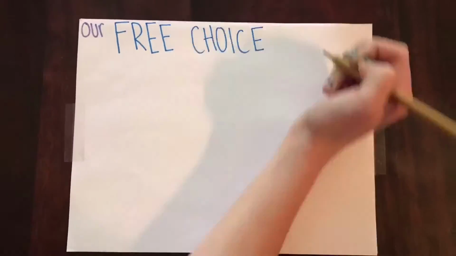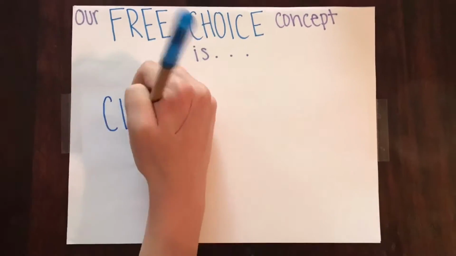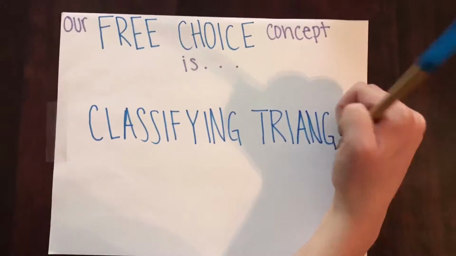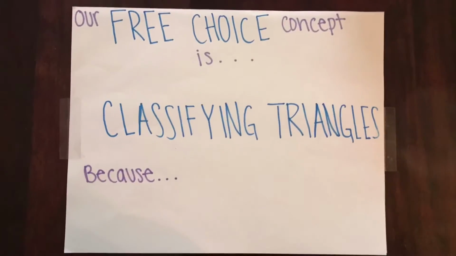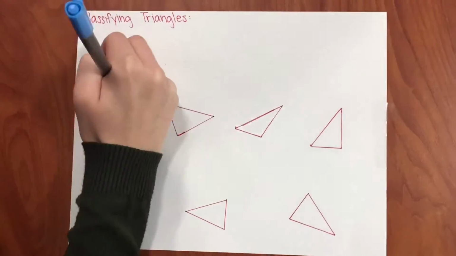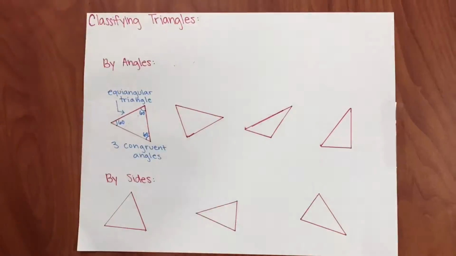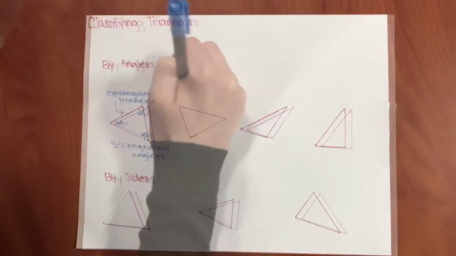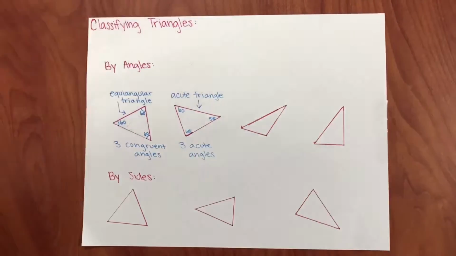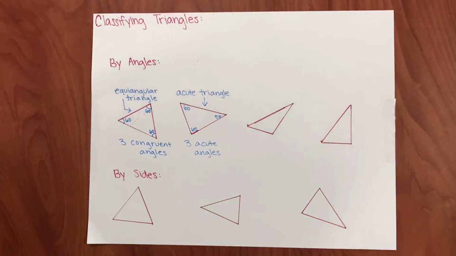Our free choice concept from Chapter 4 is classifying triangles because it is another basic concept that is helpful throughout the rest of geometry. If all 3 angles in a triangle are congruent, it is an equiangular triangle. If all 3 angles in a triangle are acute, then it is an acute triangle.